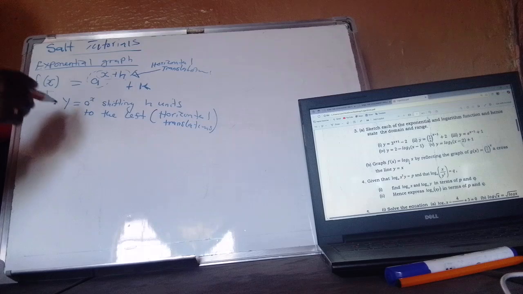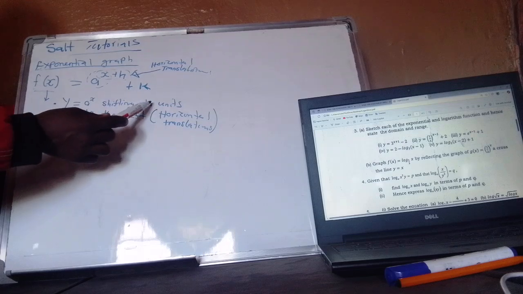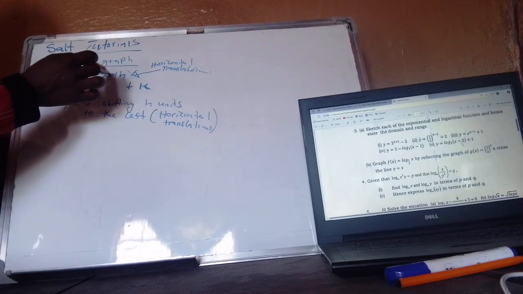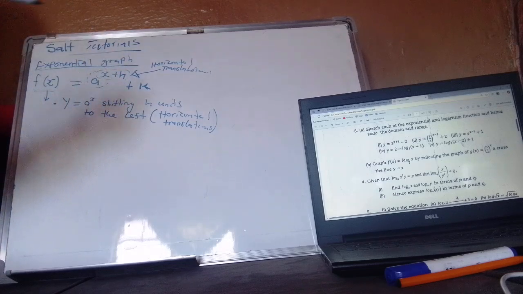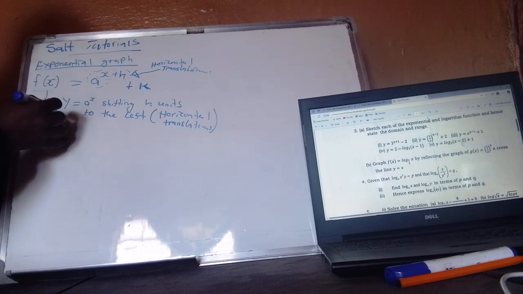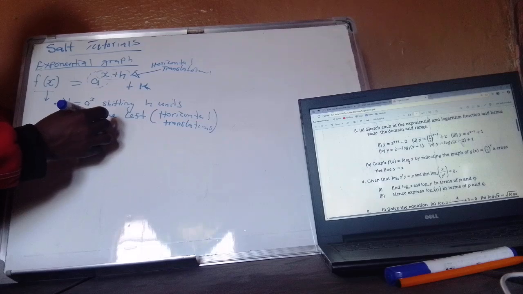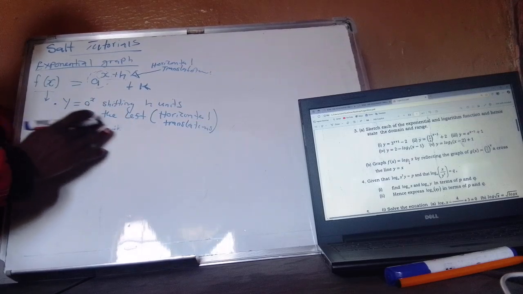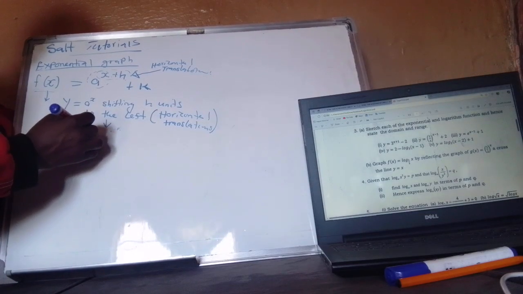So it means that this function f of x is undergoing a shift in the horizontal, shift h units to the left. If this was a negative, it would have been shifting h units to the right. It always does the opposite of the what? Of the sign. Okay? So if that is the case, y equals a power x will produce, with this shift, a power x plus h.